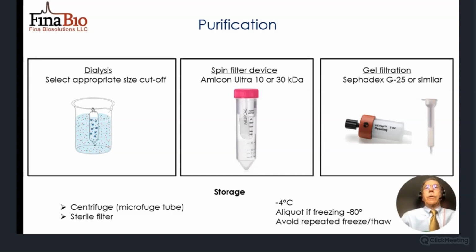I recommend sterile filtering the conjugate, but before you do that, you should centrifuge it because there are sometimes little particles that will form. You can store it at 4 degrees. If you're going to freeze it, aliquot it to avoid repeat freeze-thaw.